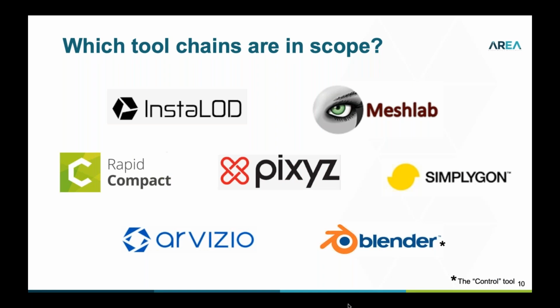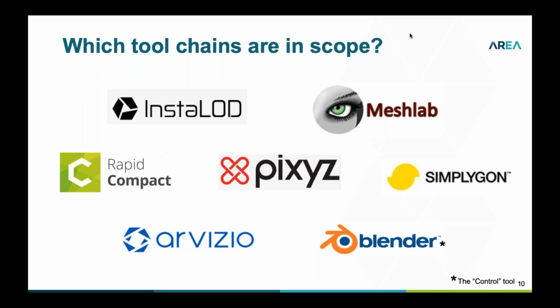So the tools that were in scope for testing are, as you see here, Instalod, MeshLab, the Rapid Compact tool by DDG, which I think you're familiar with, also Pixies or PyXYZ, I'm not sure how to say that correctly, Simplygon, which is owned by Microsoft, AR Visio, which is also a part of this association, and then Blender. And I wanted to call out Blender on this slide really quick.